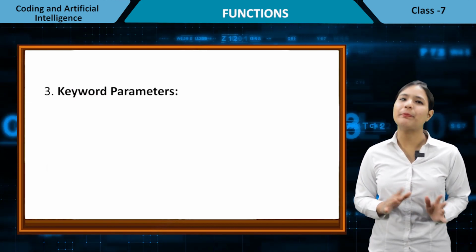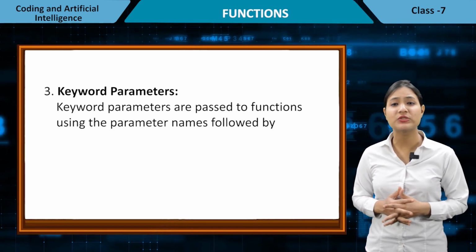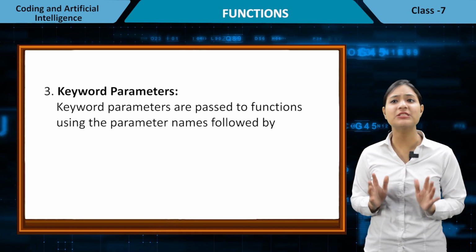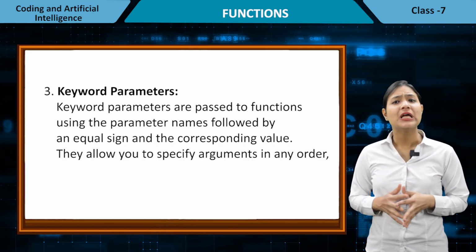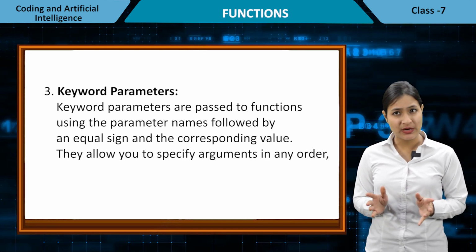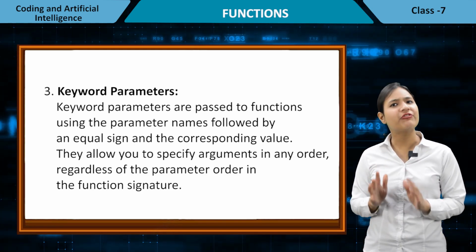Third, keyword parameters. Keyword parameters are passed to functions using the parameter names followed by an equal sign and the corresponding value. They allow you to specify arguments in any order, regardless of the parameter order in the function signature.